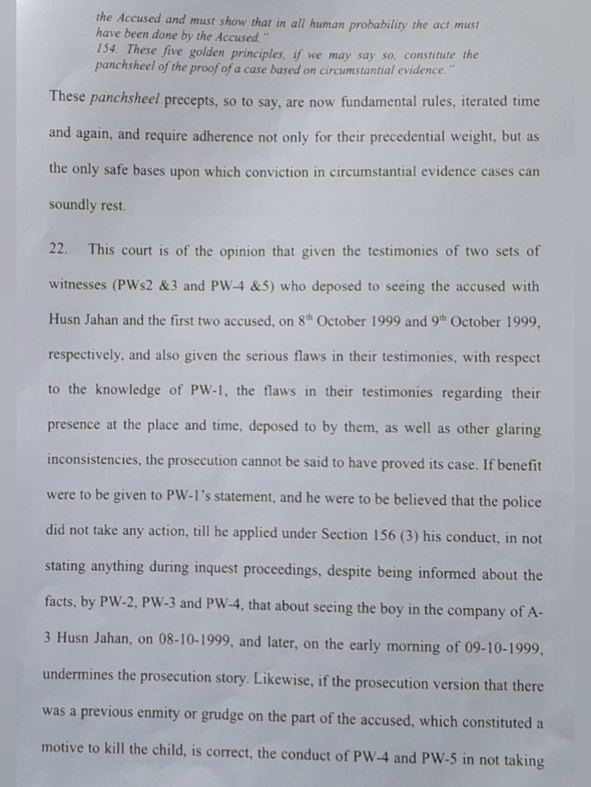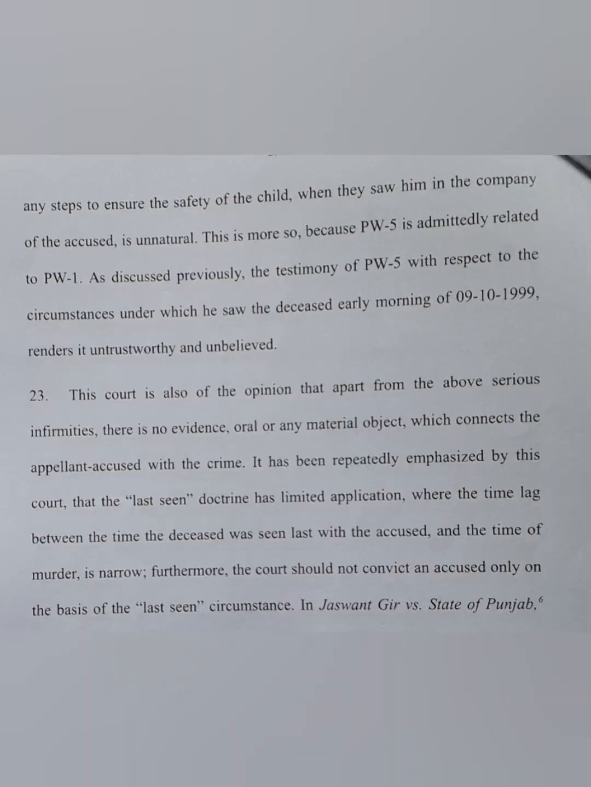Likewise, if the prosecution version that there was a previous enmity or grudge on the part of the accused which constituted a motive to kill the child is correct, the conduct of PW4 and PW5 in not taking any steps to ensure the safety of the child when they saw him in the company of the accused is unnatural. This is more so because PW5 is admittedly related to PW1. As discussed previously, the testimony of PW5 with respect to the circumstances under which he saw the deceased early morning of 9th October 1999 renders it untrustworthy and unbelievable.